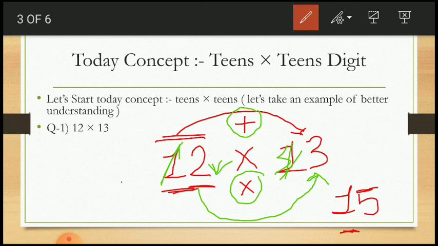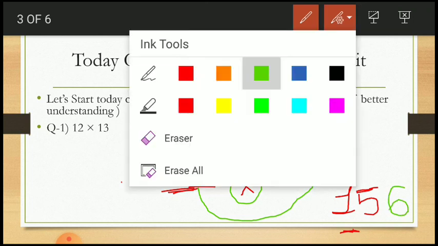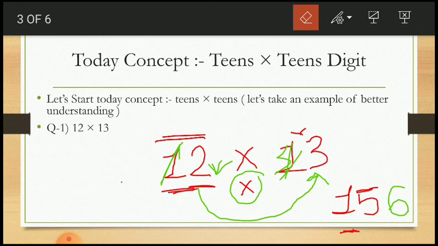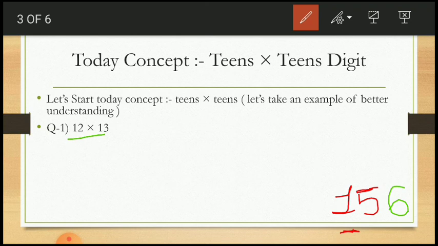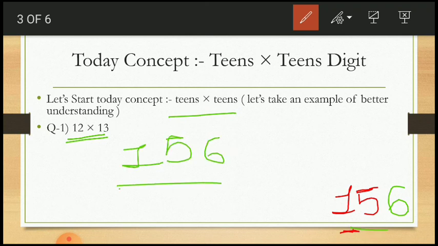Now I erase this all. When you multiply 12 and 13 using this method, tens by tens, you receive three digits: 1, 5 and 6. Now check your answer. When you multiply 12 and 13, your answer comes 156.